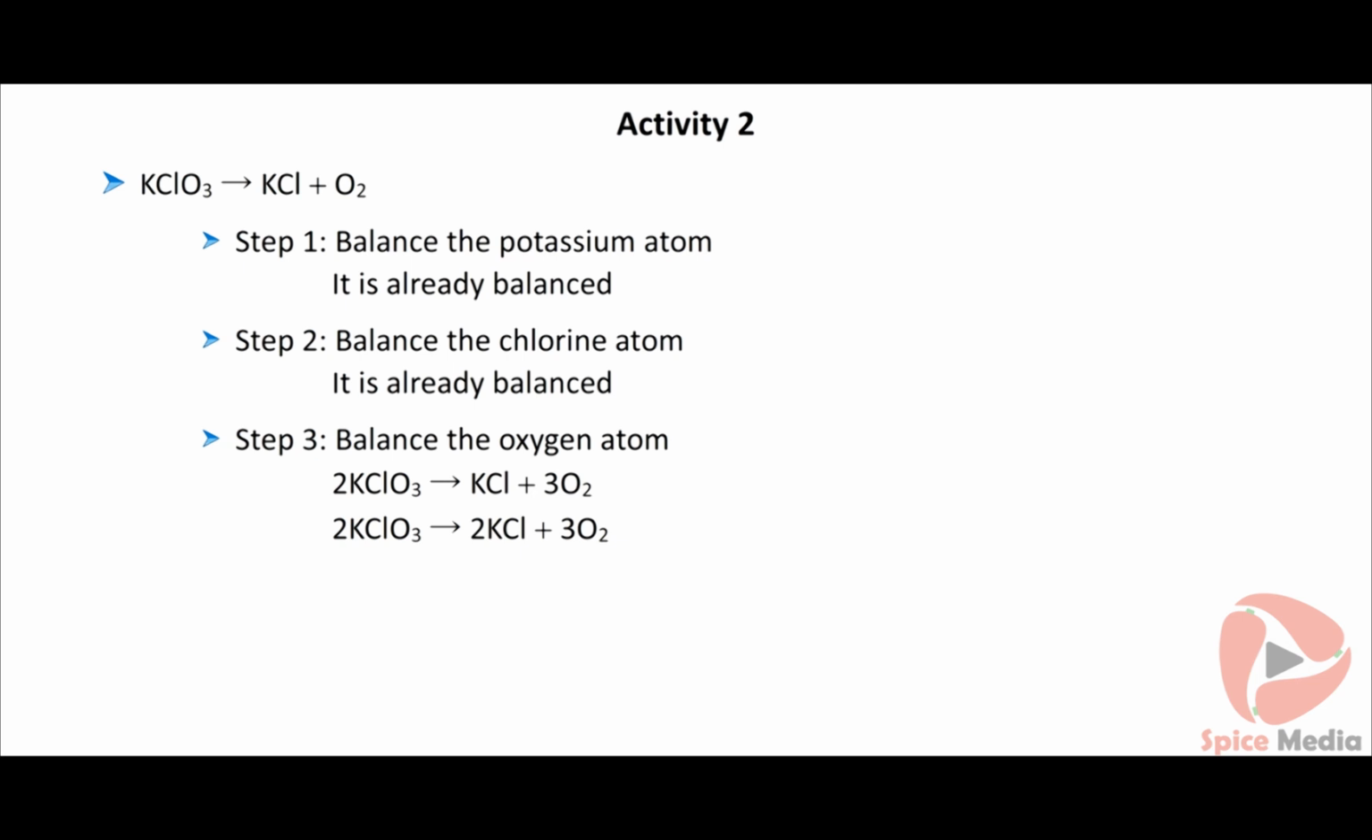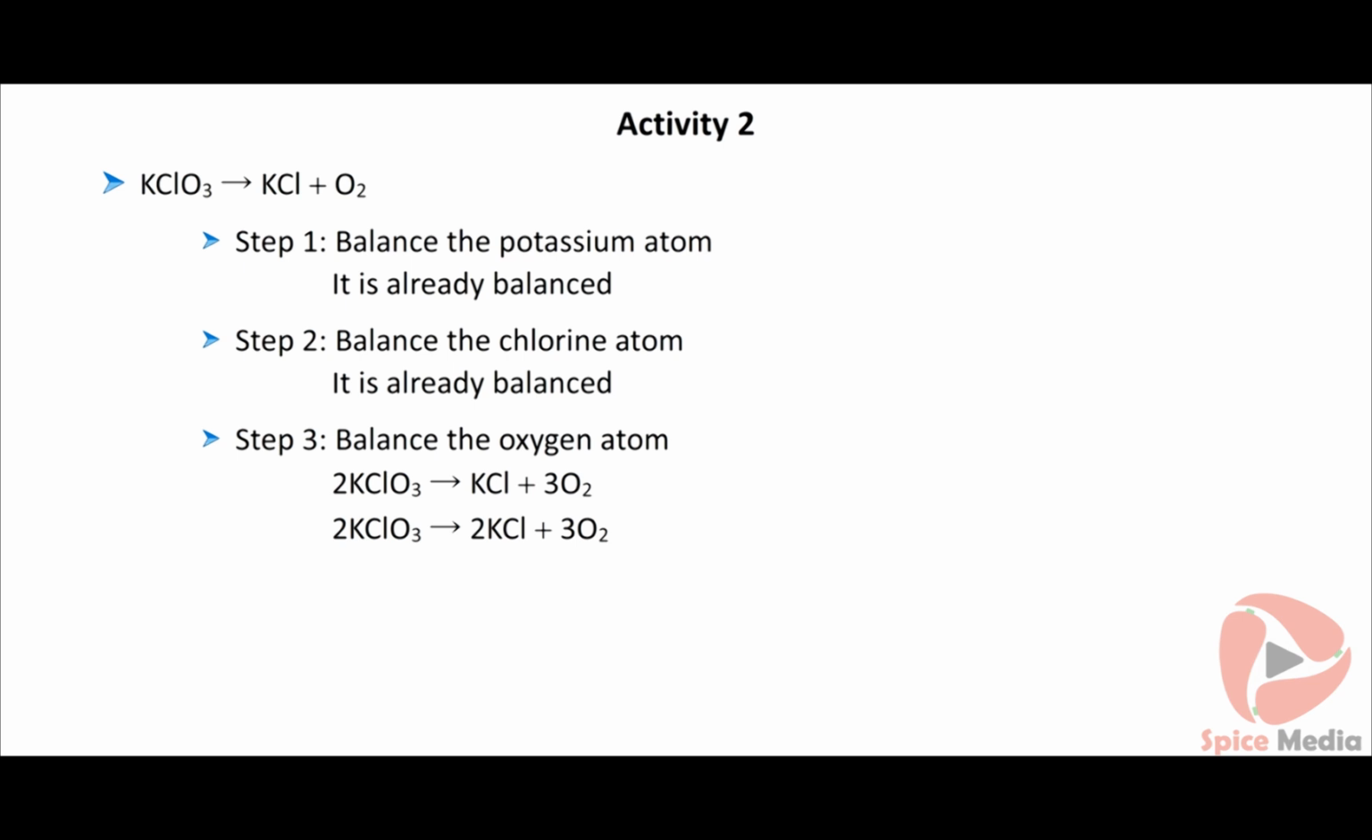There are 3 oxygen atoms and 2 oxygen atoms on the reactant and product side respectively. Therefore, the oxygen atom on the product side is multiplied by 2. But even then the oxygen atom is not balanced, so it is tried with a multiple of 3 on the product side and 2 on the reactant side. Now the oxygen atom is balanced.